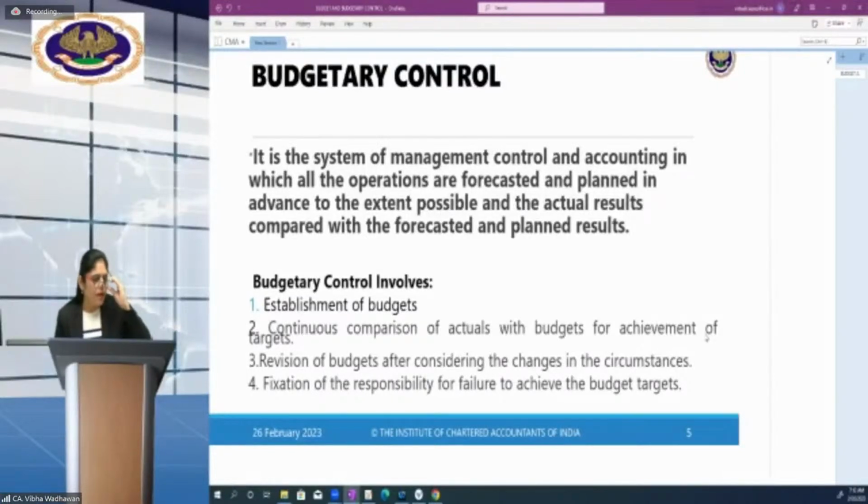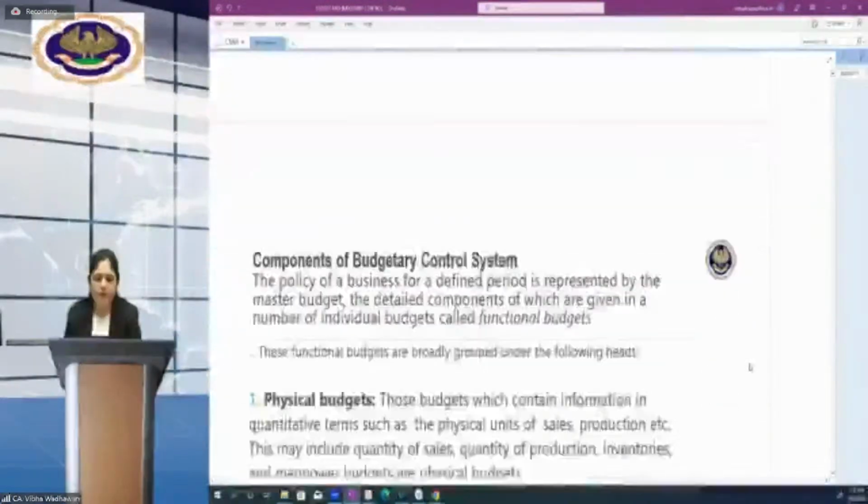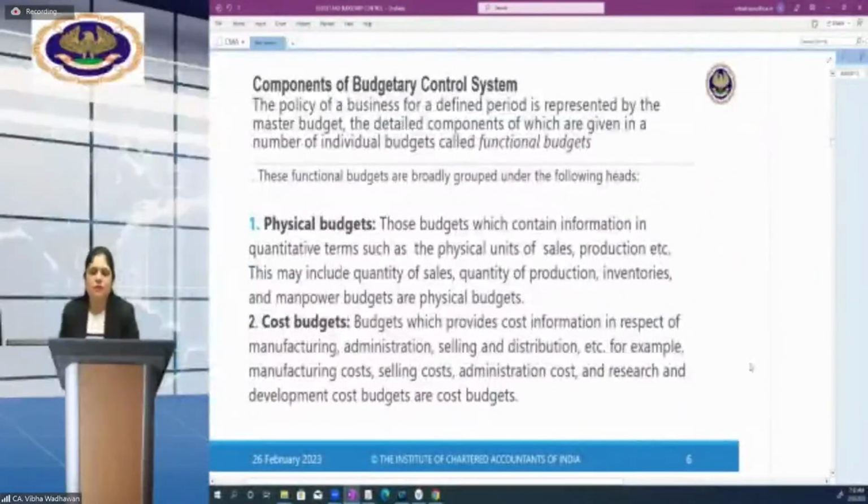Okay. Master budget, Ganesh, I'll be explaining all types of budgets. A lot of budgets we have to do. So we'll be starting with the budgets, and then I'll explain all types of budgets. Don't worry. Components of budgetary control system. There are different categories or domains under which the budgets are categorized.